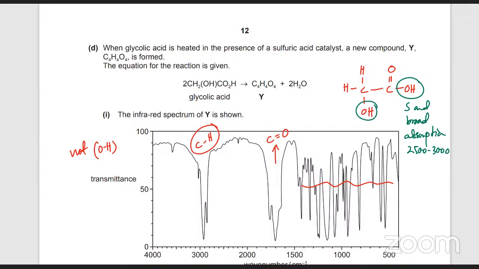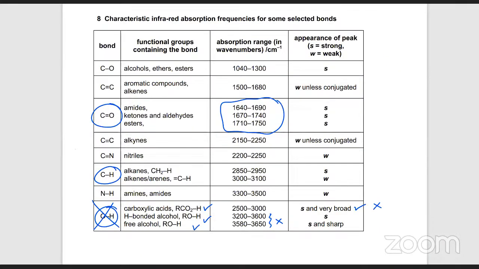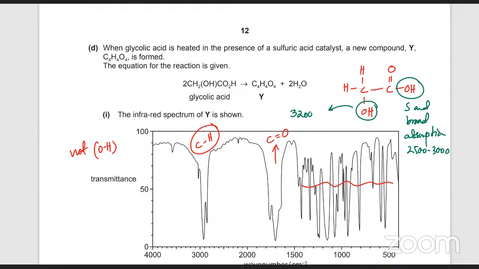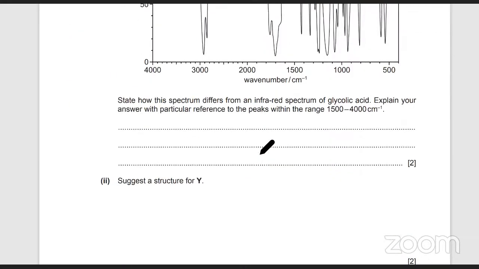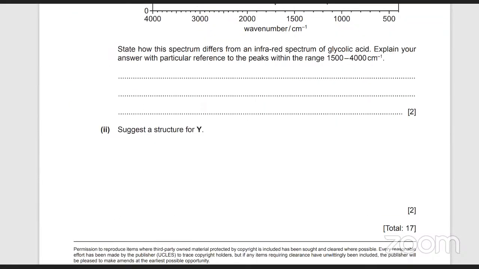And it's going to have an OH absorption, in the data booklet it's around 3200. The alcohol OH over here, that's 3200 to around 3600. So in these wave numbers, those are your two differences. It suggests a structure of Y. So you figure out what would be the structure of Y.